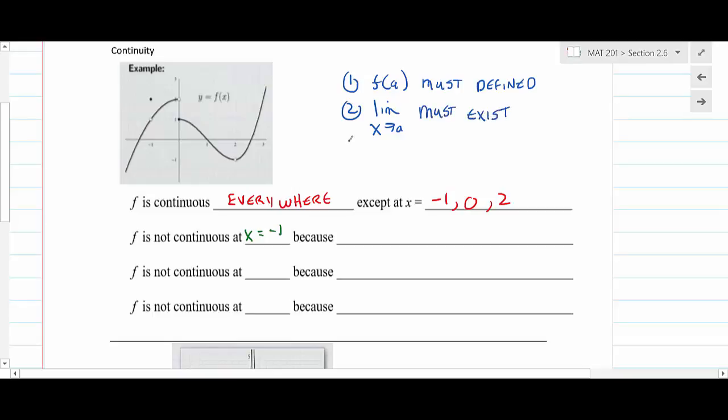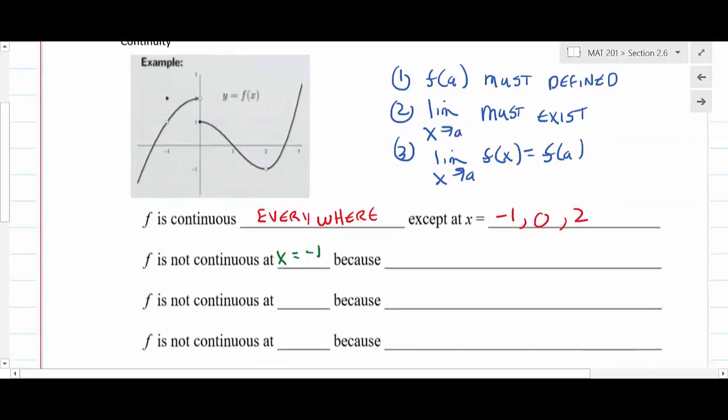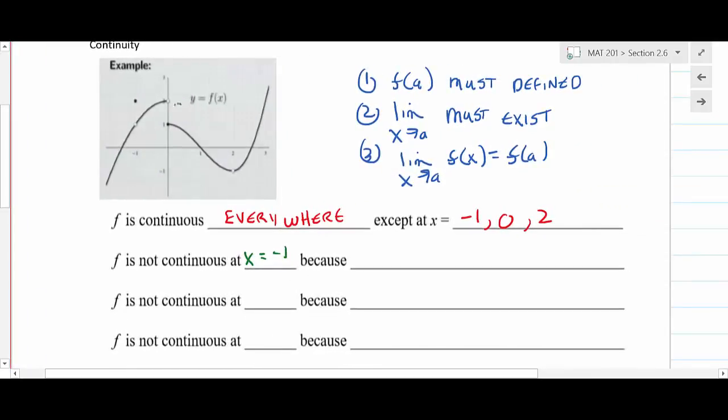And then the third condition for continuity is the limit as x approaches a of f of x must be equal to the function value when x is equal to a. So if you look at x equals -1, if you zoom in on this part of the graph, and look at the checklist, well, it's defined. You basically have the point, f of -1 is equal to, I think that's a 2 there. So it's defined, and the limit also exists. If you did a limit as x approached -1, that does exist. But the problem is the function value is not the same.